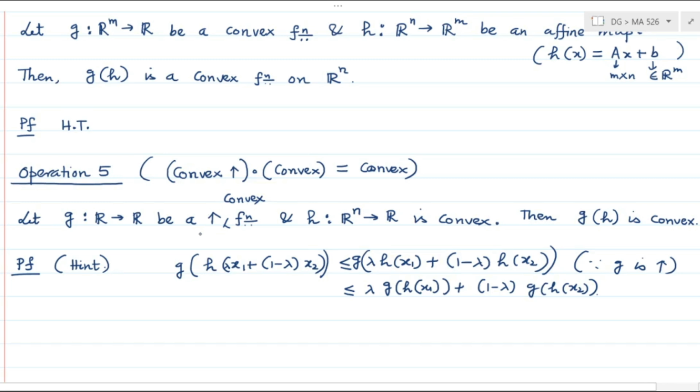Fine. Now with this, although there are several other operations like perspective, also several others, I'm not going to detail them, but a few operations are going to come out in the tutorial sheet or the problem sheet.